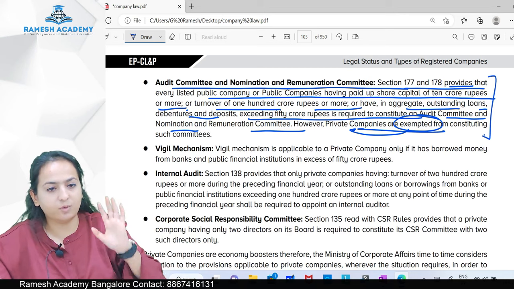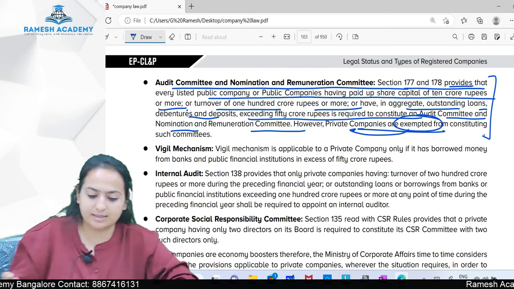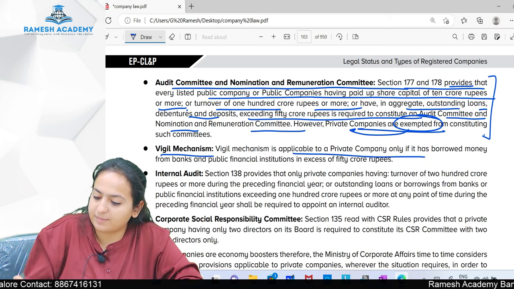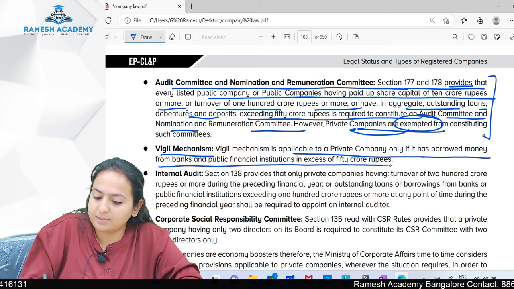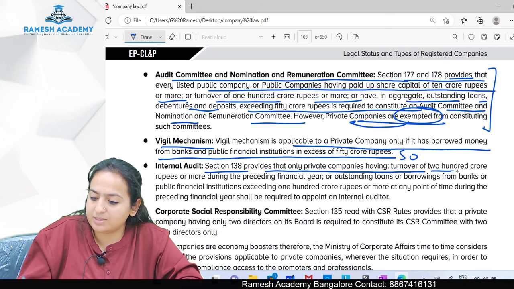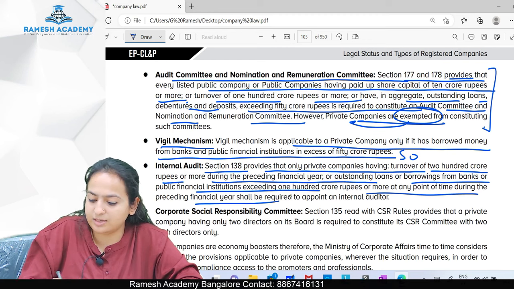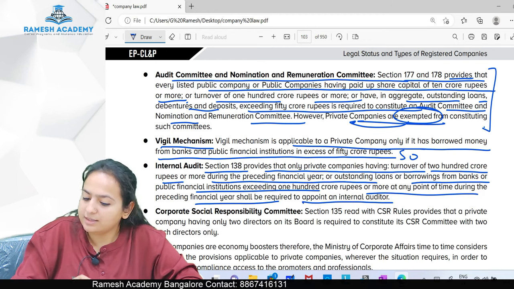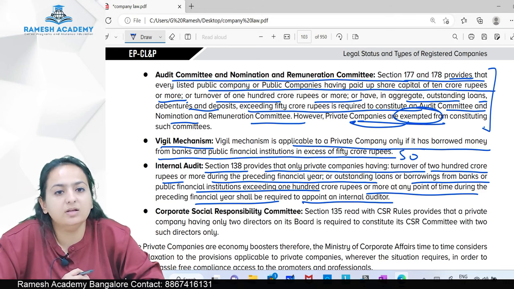When there's this whole together, a proper chapter will come. Limits you can learn in that, but give it a glance here. Vigil mechanism is not applicable to a private company unless it has borrowed money from banks and PF institutions in excess of 50 crore. Internal audit: section 138 provides that only private companies having turnover of 200 or more during the preceding year, or outstanding loans from banks exceeding 100 at any point during the preceding year, must appoint an internal auditor. Right, only a private company having this limit will appoint an internal auditor.